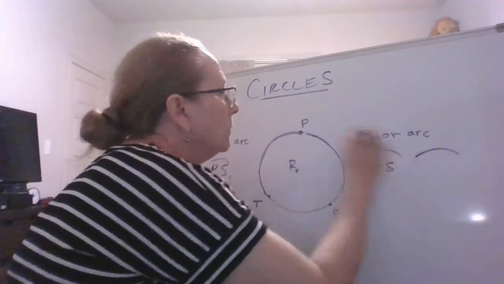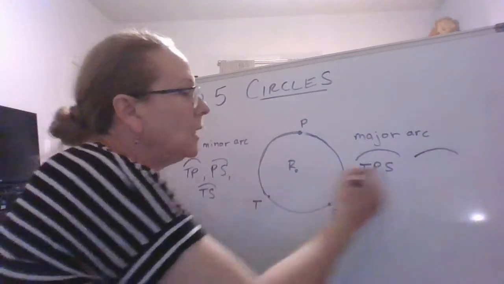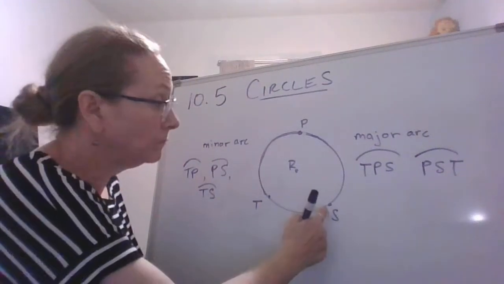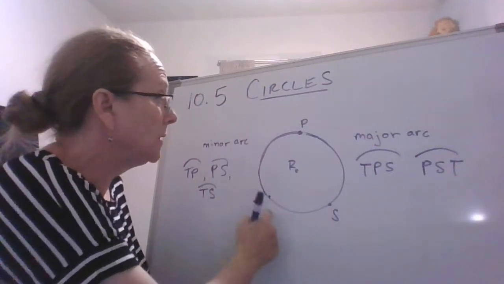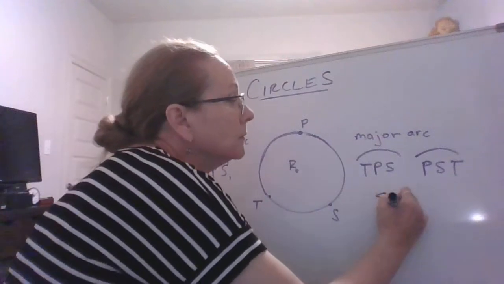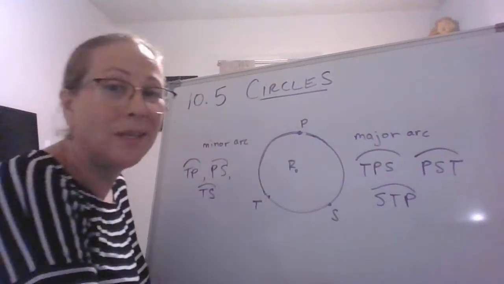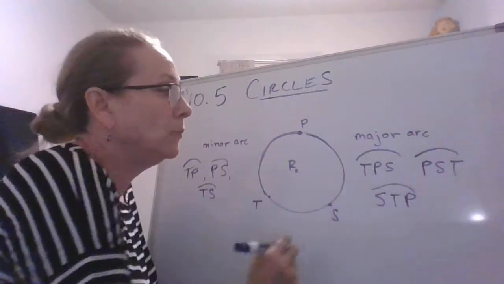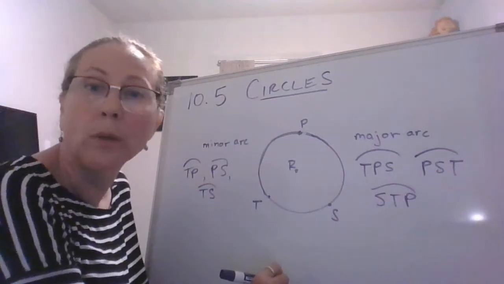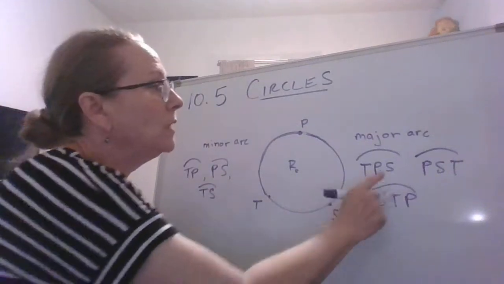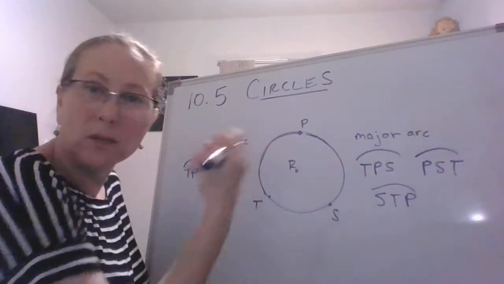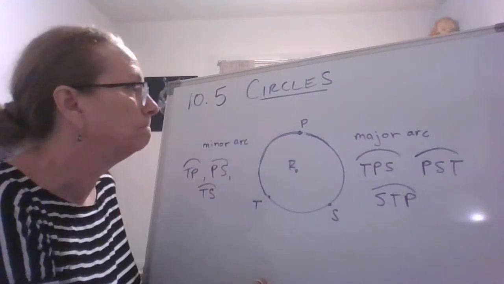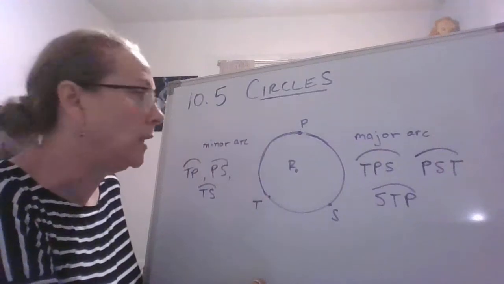If we started with P, S to T, that also is a major arc. If we started at S, T to P. Now, how can you tell these are all different arcs? Well, they all end at different places or have a different middle letter. So they would all be different arcs. And SPT would actually be the same arc, just going in reverse. So it would be the same thing. So a major arc is greater than 180.